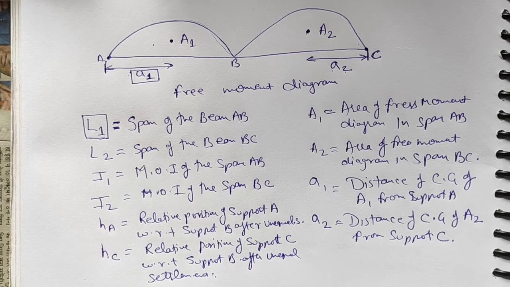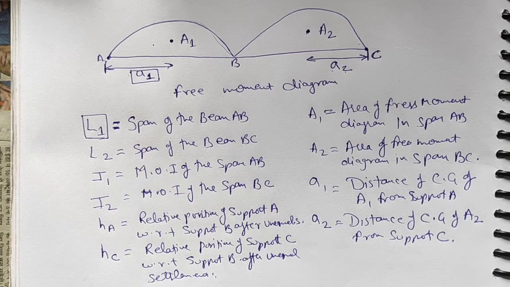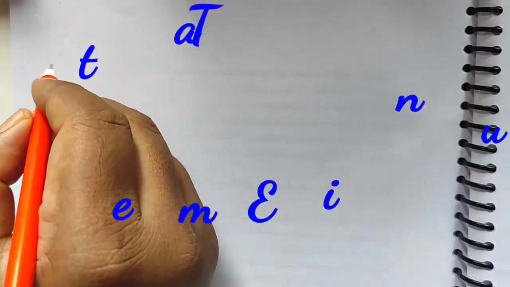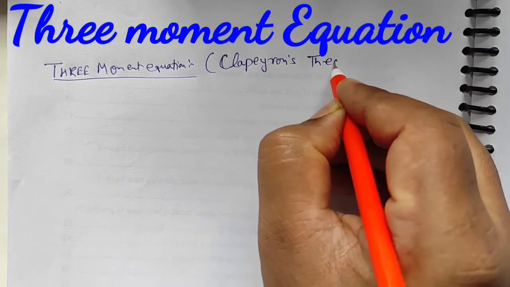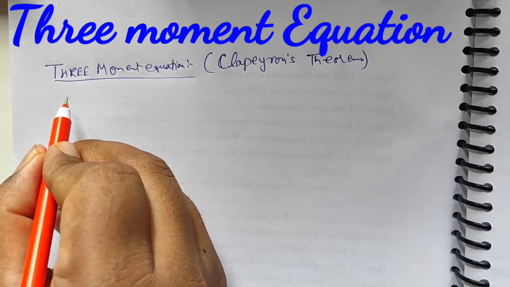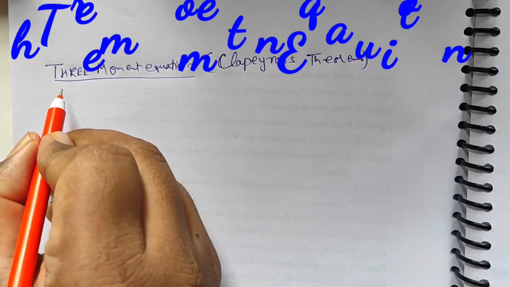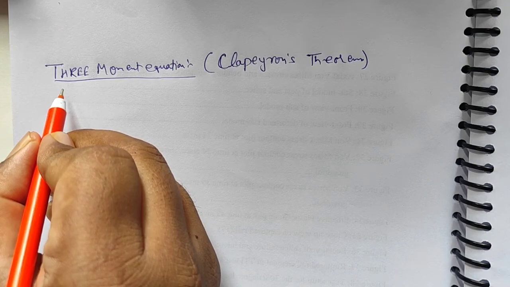what we have taken. Now we are not going deep into the derivation of the three moment equation as the video will be lengthy. So directly we are coming to the three moment equation and we'll study about its parts. Three moment equation is also known as Clapeyron's theorem as it is named after Clapeyron, a French investigator, and he has made a major contribution in deriving this equation.